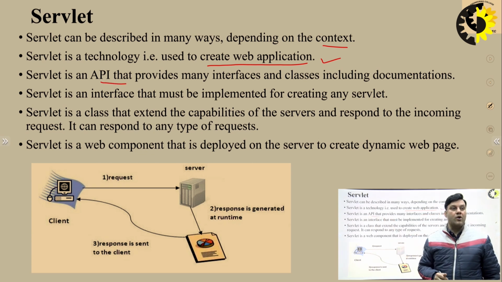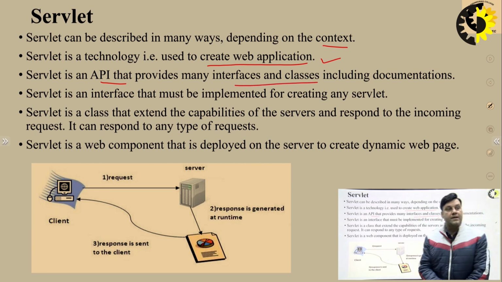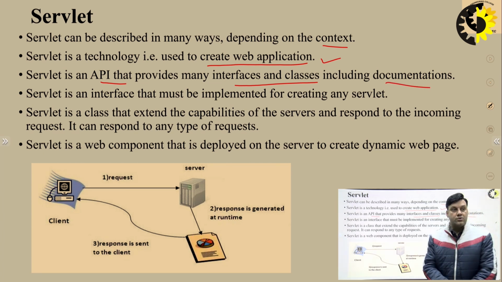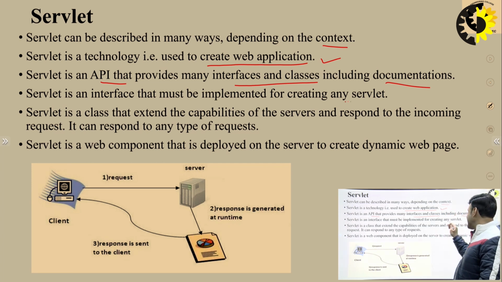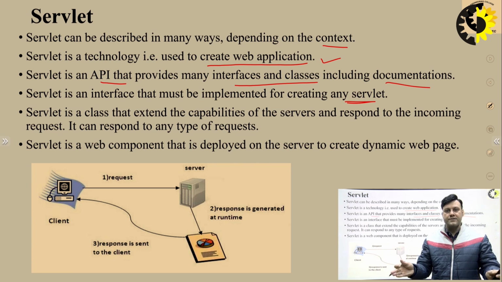API is application programming interface that provides many interfaces and classes, okay? Servlet is an API. We can say that it is also an API which gives us a number of interfaces and a number of classes. It also includes documentation, okay? So servlet is an interface, right, that must be implemented for creating any servlet. What is servlet? Servlet means a Java program. It can work as an interface, right? Interface is defined as an agreement between two parties, okay?